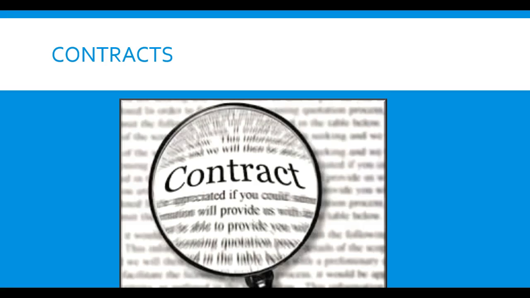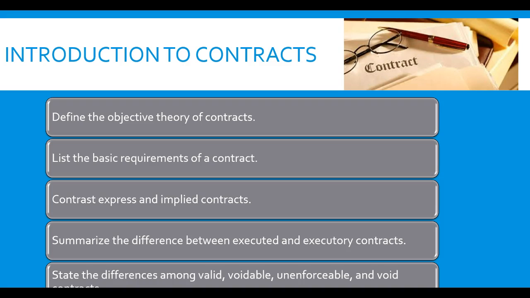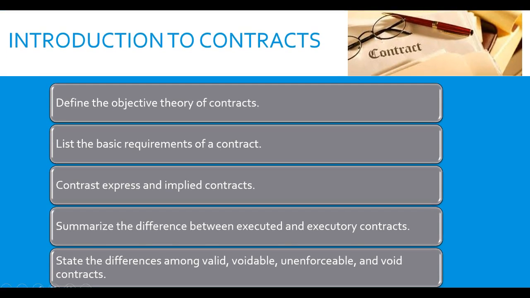We're going to explain how contracts are formed and how they're discharged, and what happens when they are not performed. We will cover the objective theory of contracts. We'll list the basic requirements of contracts. We'll contrast the express versus the implied contracts. We'll summarize the difference between executed and executory contracts. And then we'll state the differences among valid, voidable, enforceable, unenforceable, and void contracts.